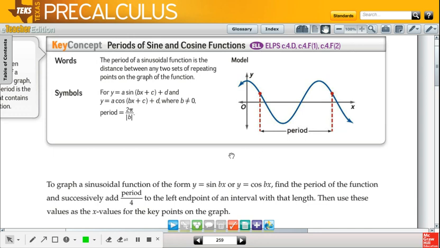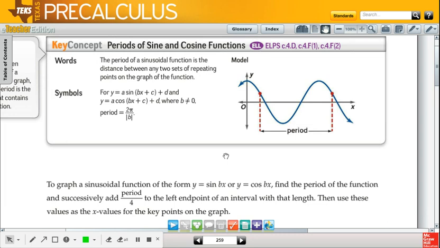So that's basically what it is. Now you would have a clearer image of what a period looks like as we practice on some examples. So it might sound confusing right now, even with the picture that's given in the book. Once you practice, you'll be able to identify what a period is on a sine and cosine graph.